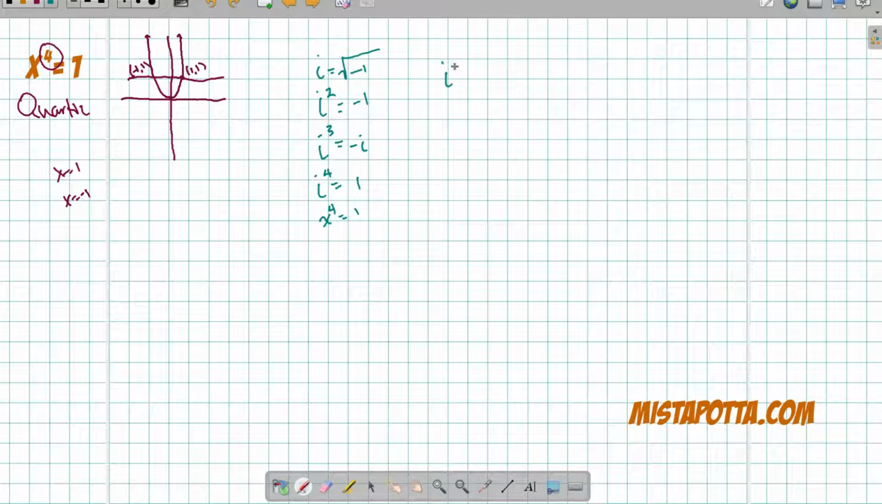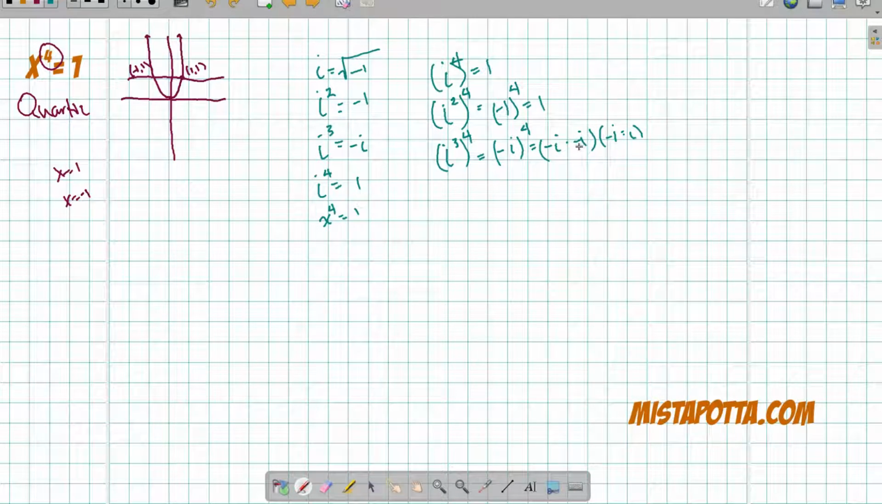If I take i and raise it to the fourth power, of course that's going to give us 1. i squared raised to the fourth power is really negative 1 to the fourth power, which is 1. If I take i cubed and raise it to the fourth power, then what I'm really doing is taking negative i and raising it to the fourth power. Negative i times negative i is positive, i times i is negative 1, and negative 1 times negative 1 gives me positive 1. And of course, if I take i to the fourth and raise it to the fourth, then that's really 1 to the fourth, which is 1.